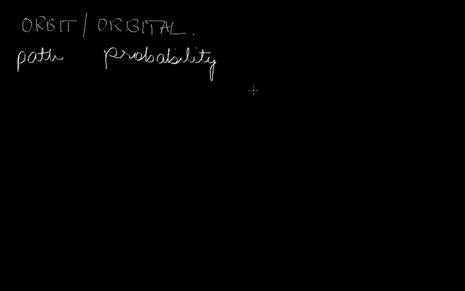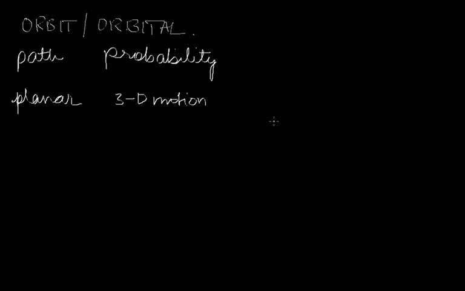Number two, an orbit represents the planar motion of an electron around the nucleus. So we're speaking of planar motion, and when we talk about an orbital, we're talking about the three-dimensional motion of an electron around the nucleus.